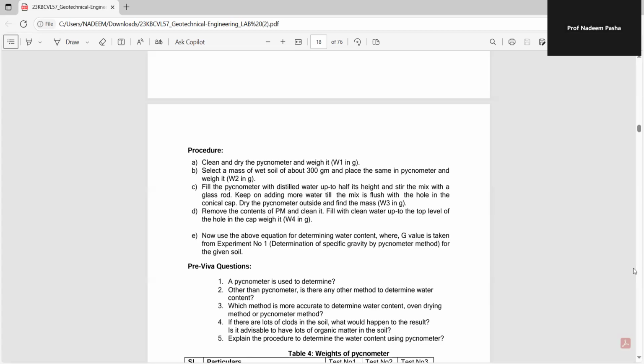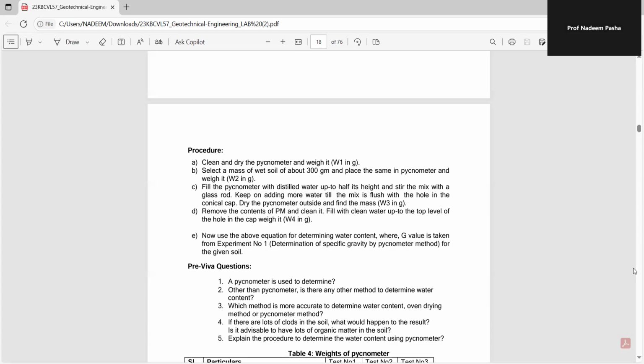Finally, in the fourth step, remove the contents of the pycnometer and clean it. Fill it clean with water up to the level of the hole in the capper. The weight of water in the pycnometer is your W4. Now use the above equation to determine the water content, where the G value is taken from experiment 1. That is the determination of specific gravity using the pycnometer.